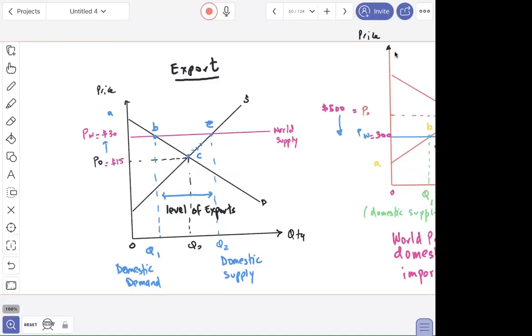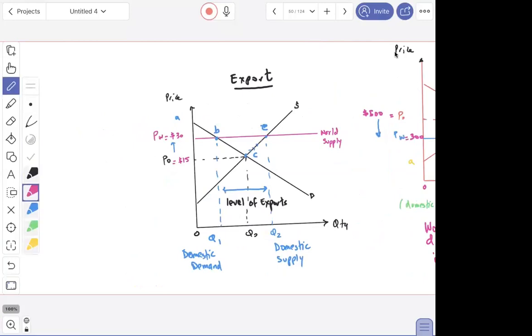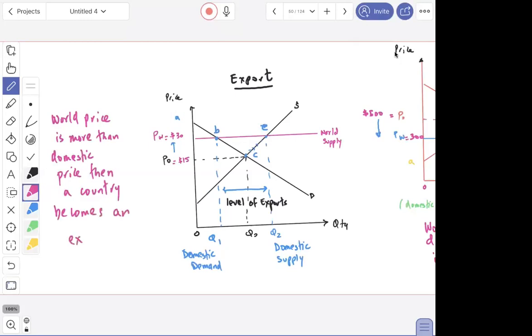So in other words, the story here is that if the world price is more than the domestic price, then a country becomes an exporter. Do you guys get that? Does that make sense? Are we good?